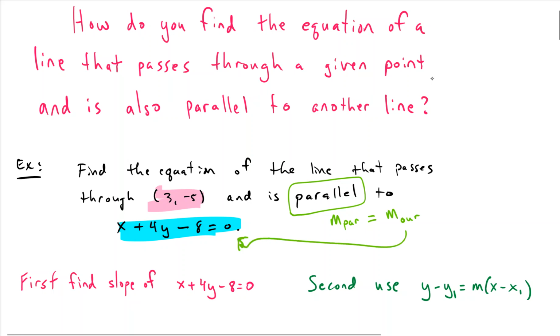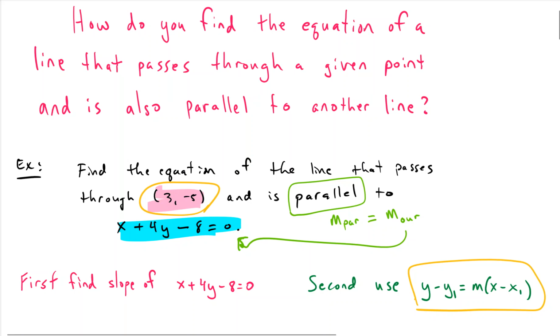So all we have to do is find the slope in the equation highlighted in blue, the x plus 4y minus 8 equals 0. And that's the slope we use, because any line that's parallel to this will have that same slope. And then we take that slope and the point that we have right here and put it into the slope-intercept form. Nope, scratch that. Point-slope form, so y minus y1 equals m times x minus x1.